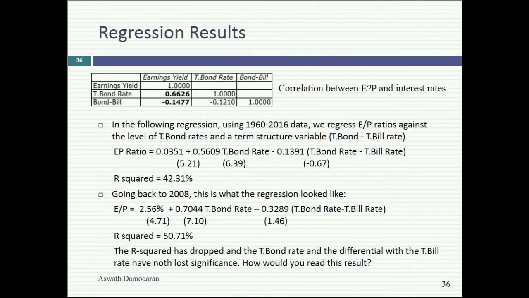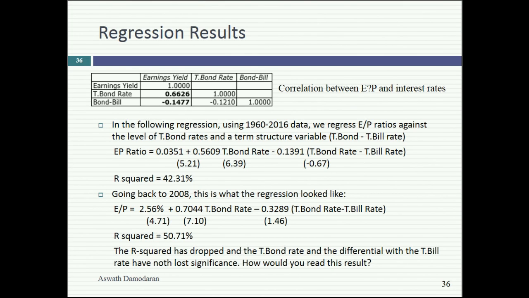So first thing I did was I did a correlation between the earnings to price ratio and T-bond rates, and the difference between the T-bond rate and the T-bill rate. And no surprises. As the T-bond rate increases, my earnings to price ratio increases with it. The correlation is 0.66. So as rates go up, earnings to price ratios go up. As rates go down, earnings to price ratios go down. I know it's tough to do, but earnings to price ratio is the inverse of the P/E ratio. So when earnings to price ratios go down, price earnings ratios are going up.